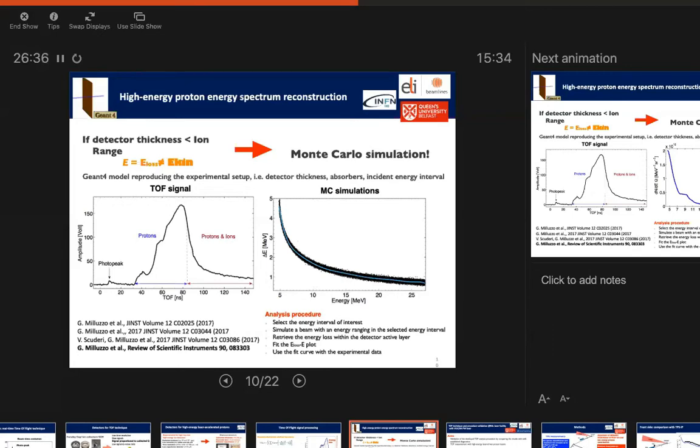And the band is due to the statistical fluctuation. Yes, because it is Monte Carlo, so if you increase the number, you get a smaller band. But then this one, the light blue line, is a fit.